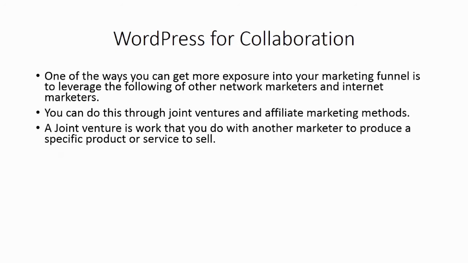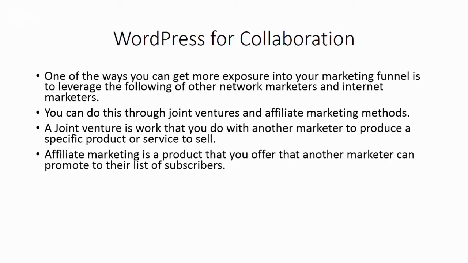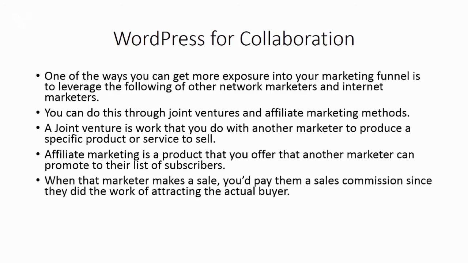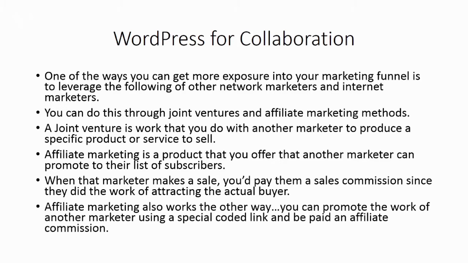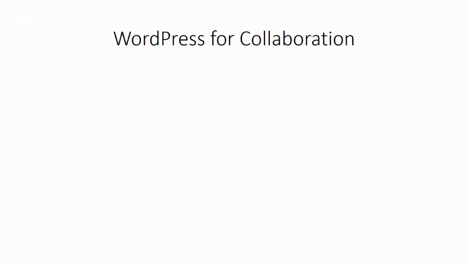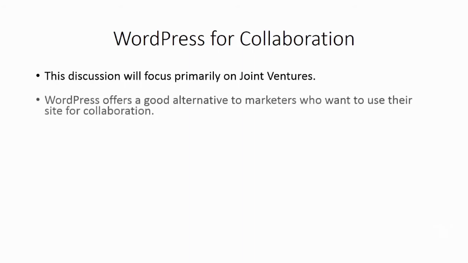Now, a joint venture is work that you do with another marketer to produce a specific product or service to sell. Affiliate marketing is a product that you offer that another marketer can promote to their list of subscribers. When that marketer makes a sale, you'd pay them a sales commission since they did the work of attracting the actual buyer. Now, affiliate marketing also works in the other way. You can actually promote the work of another marketer using a special coded link and be paid an affiliate commission. Now, the discussion in this video is going to focus primarily on joint ventures.